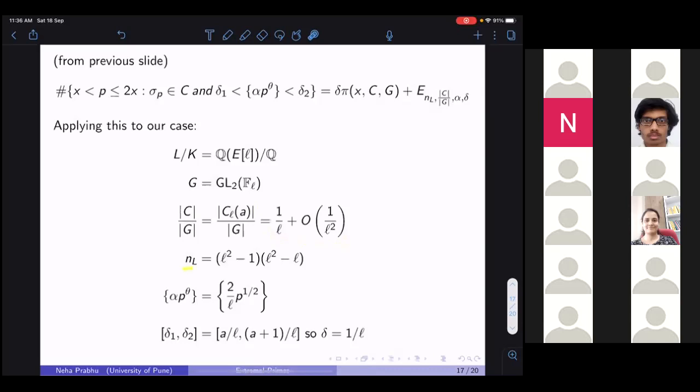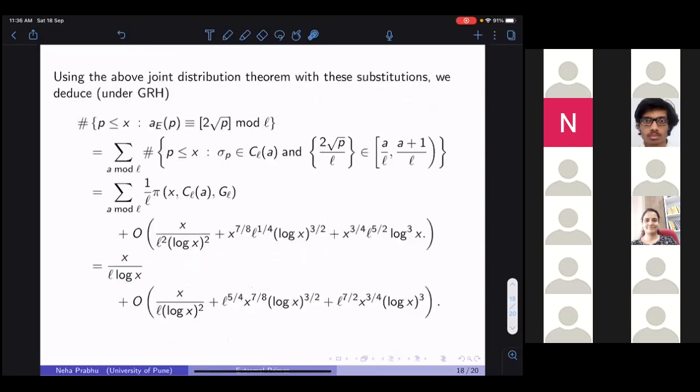NL is the size of the extension, so that's just the size of GL2FL. For us, alpha is 2 over L and theta is half. And the interval delta 1, delta 2 is A over L, A plus 1 over L. So the size of the interval delta is 1 over L. So we just go back and plug this in.